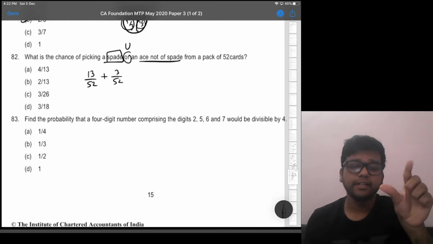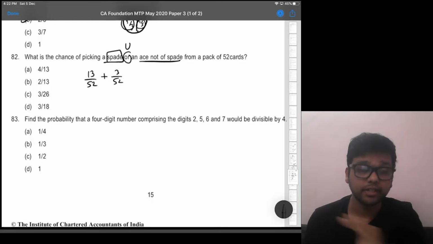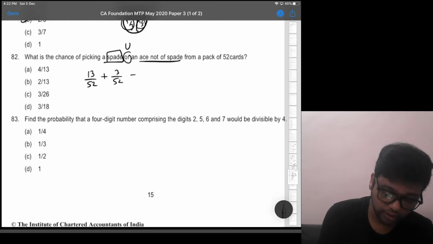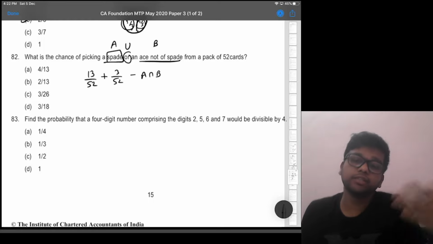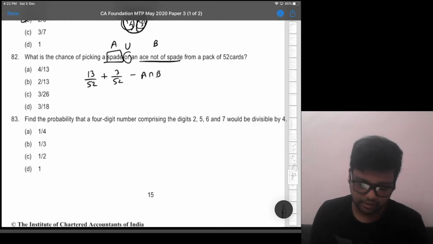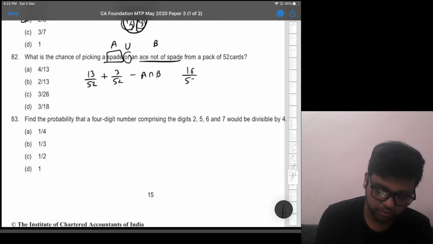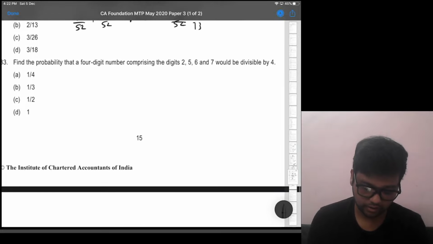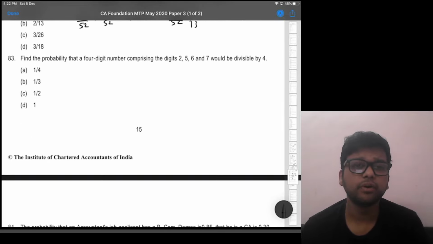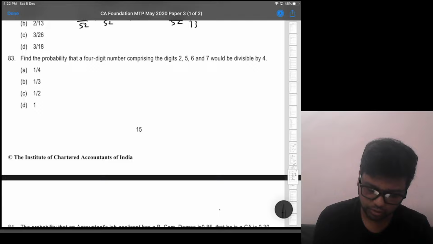Correct. Is there anything common between this? No, there is nothing common. Okay, if there was anything common, then we would have subtracted, if this is A and B, A intersection B. But spade and ace not of spade, that means there is nothing common in this. So answer will be 16 by 52. Okay, if we cancel by 4, it will be 4 by 13. Option A.